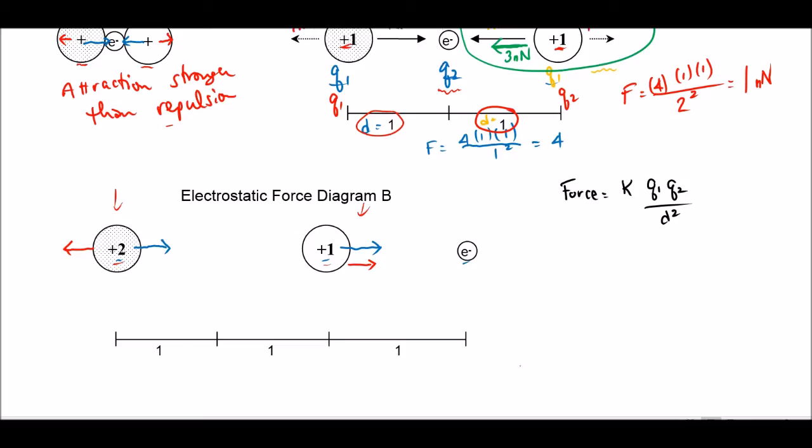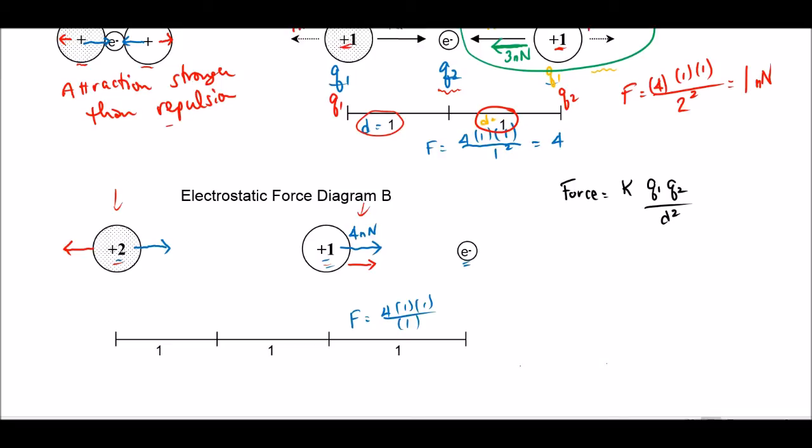For this first force here, I have F equals 4, Q1 is plus 1, Q2 is minus 1, so 1 times 1. Distance is 1. You should see this is the same force we had before. This blue attractive force is 4 nanonewtons.